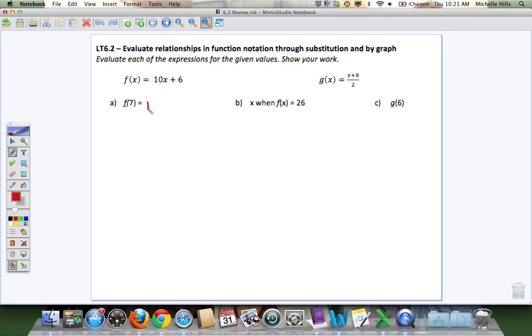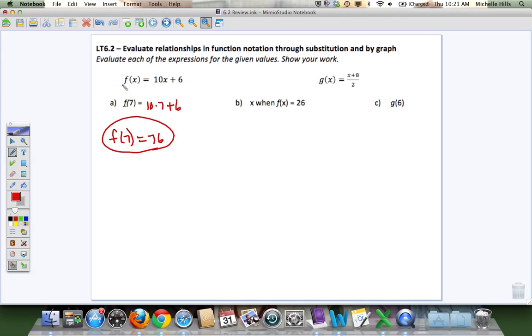So I'm going to do that. 10 times 7 plus 6. Yes, this is required work. So f of 7 equals 10 times 7 is 70, plus 6 is 76, and this notation is required on your answer.